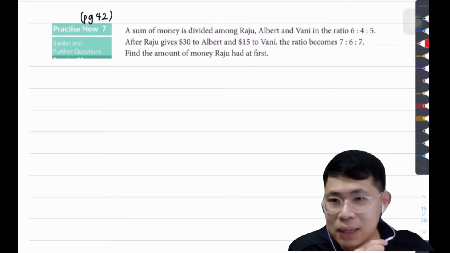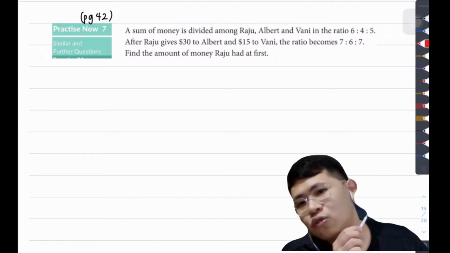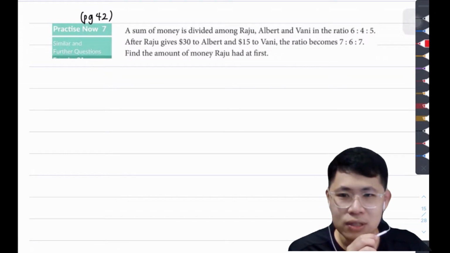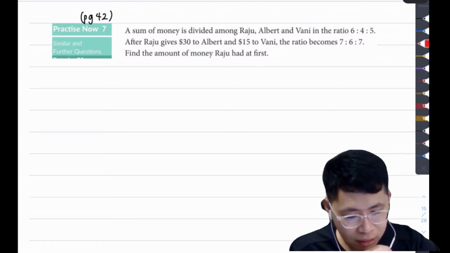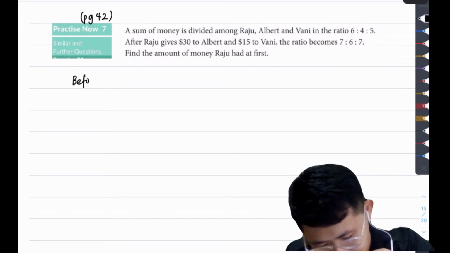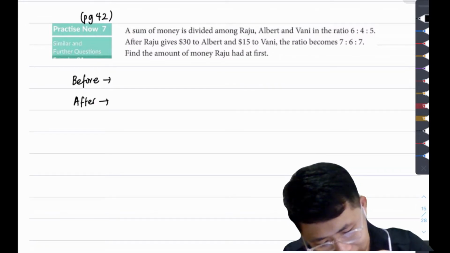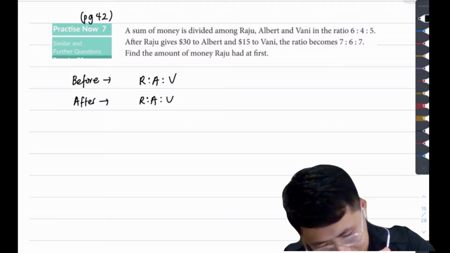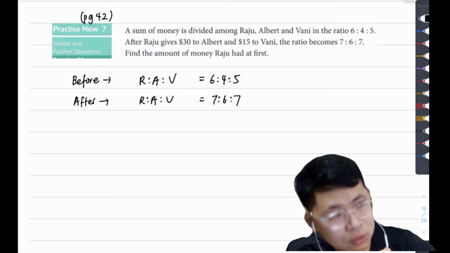We have a sum of money divided among Raju, Albert, and Vani in the ratio of 6 to 4 to 5. After Raju gives $30 to Albert and $15 to Vani, the ratio now becomes 7 to 6 to 7. Find the amount of money Raju had at first. So this is a before and after question. Let's set up before and after, with Raju to Albert to Vani. Before they are in the ratio of 6 to 4 to 5. The next one would be 7 to 6 to 7.